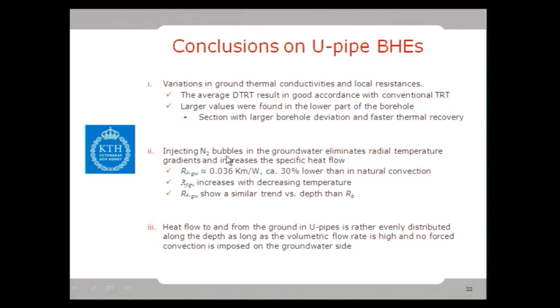The second conclusion: injecting nitrogen bubbles in the groundwater eliminates the radial gradient and increases the specific heat flow. And then the fluid to groundwater thermal resistance is about 30% lower than during the natural convection conditions. The fluid to groundwater resistance increases with decreasing temperature, and shows a similar trend to the local borehole temperature.